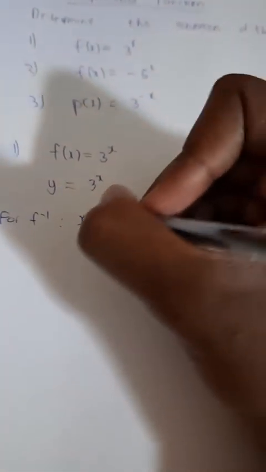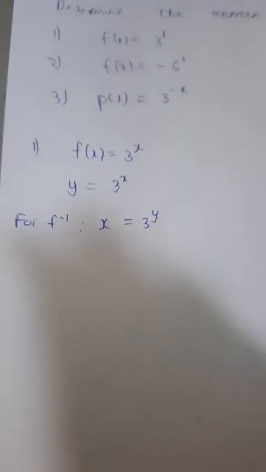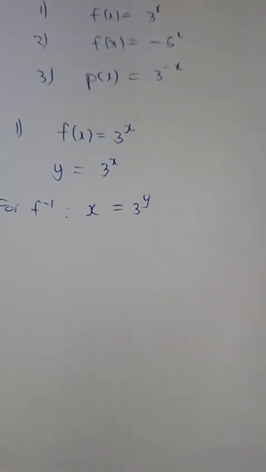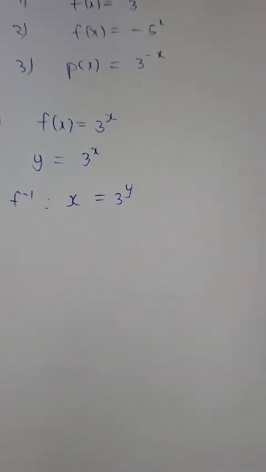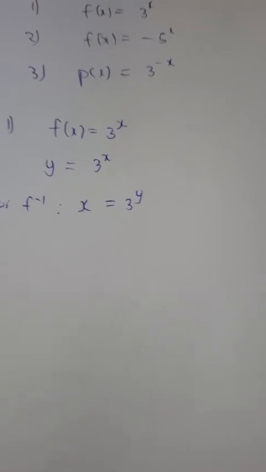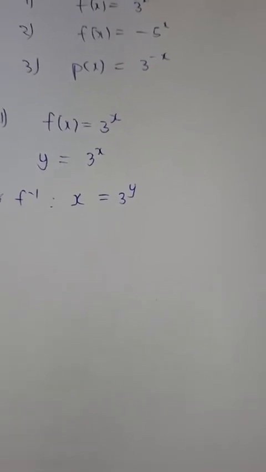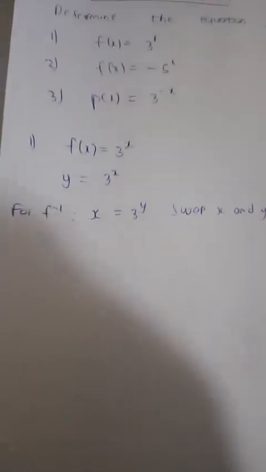Then for the inverse, we are going to say the following. We swap the x for the y. So x is equal to 3 to the power y. Are we together? x is equal to 3 to the power y. So we swap first.